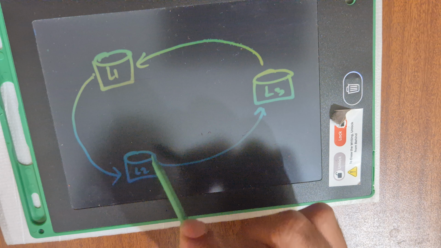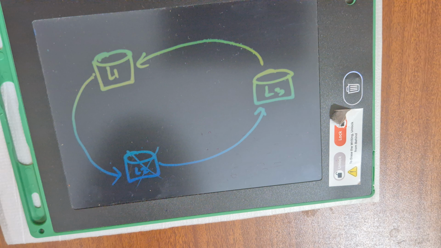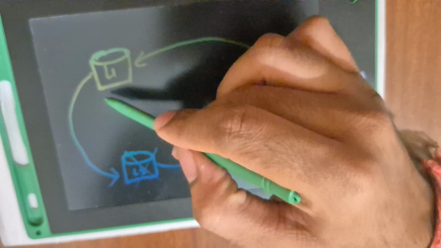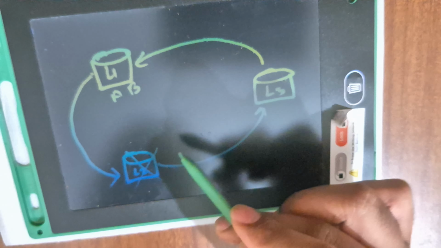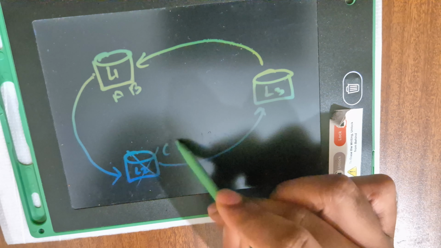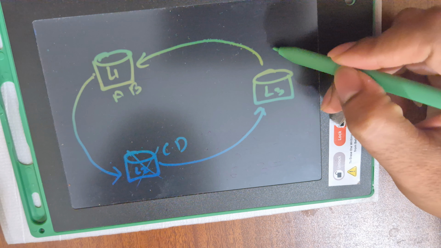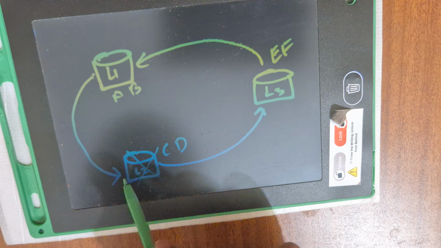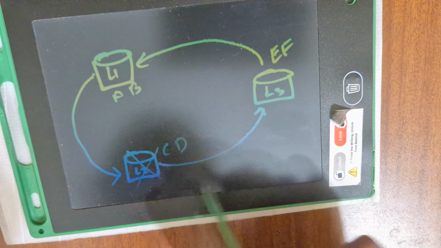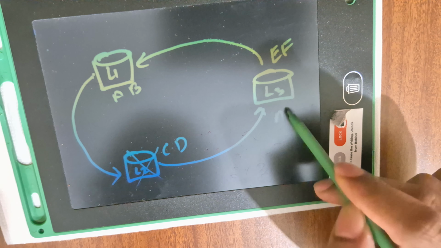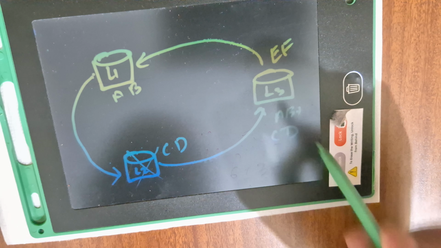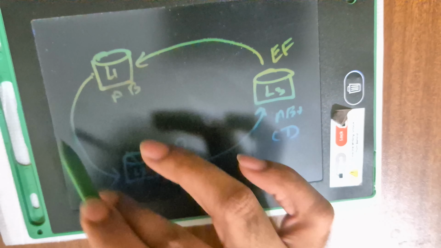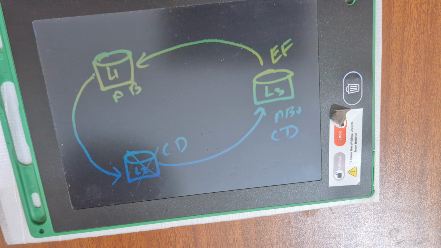The problem is, what if leader 2 goes down? Let's say leader 1 had A and B data, leader 2 had C and D data, leader 3 had E and F data. Now it was the responsibility of leader 2 to replicate A and B plus C and D to leader 3. But now leader 2 is down, so leader 3 can never get the data of leader 1. So this is a problem.